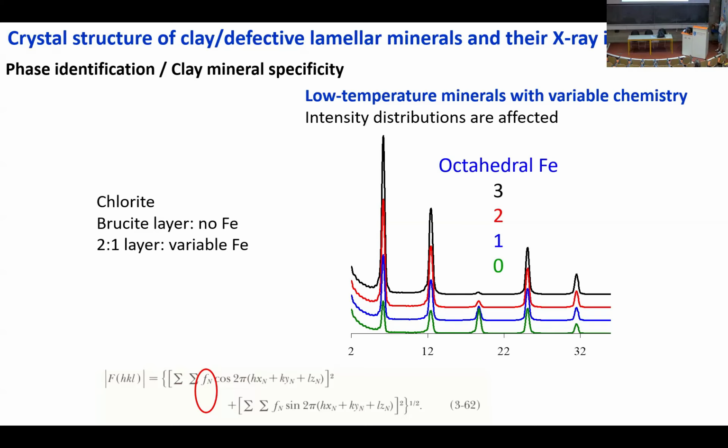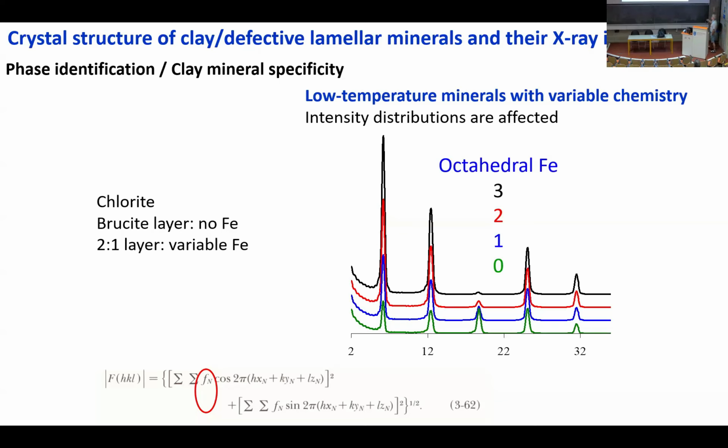So if you think about the chlorite, you have a 2-to-1 layer: tetrahedron, octahedron, tetrahedron, in which I have variable content of iron. And in the interlayer brucite-like octahedral sheet, you have no iron. Depending on the amount of octahedral iron in the 2-to-1 layer, you have peaks in the same positions. Periodicity is always the same, but you have completely different distribution of intensity depending on the iron content.